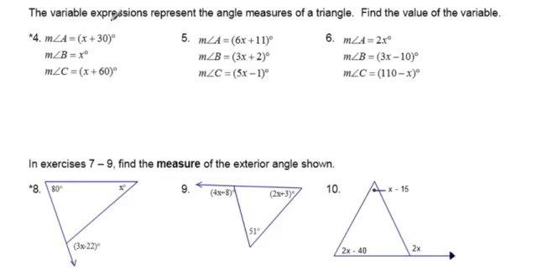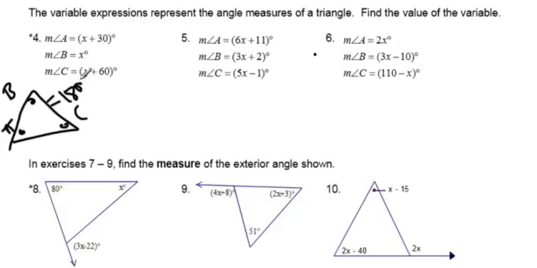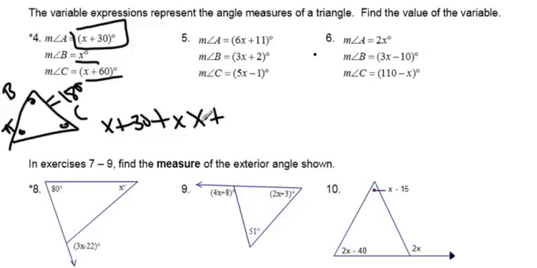Okay, number 4, it says the variable expressions represent the angle measures of a triangle. We're going to find the value of the variable. So we don't have to plug the variable back in, but we will anyway to check our answer. So if these are the three angles of a triangle ABC, and we know that the sum of the interior angles is 180 degrees, so the sum of x plus 30, x, and x plus 60, all equals 180 degrees. So now we got to really work on our algebra here.